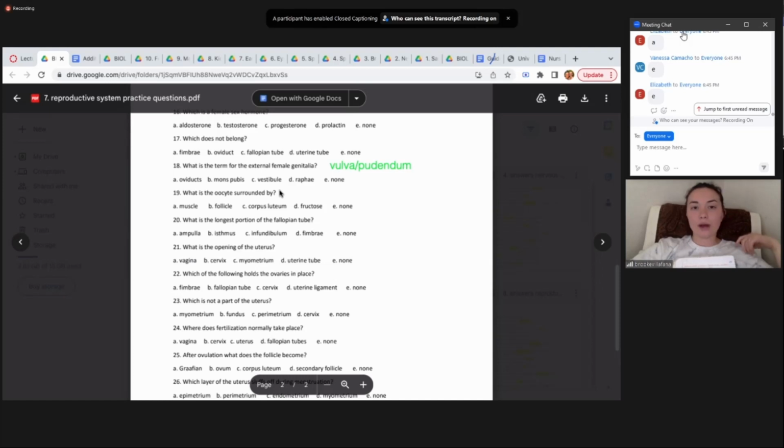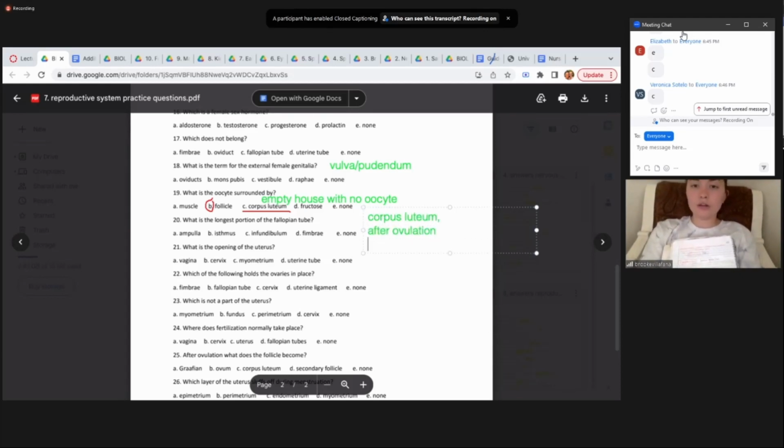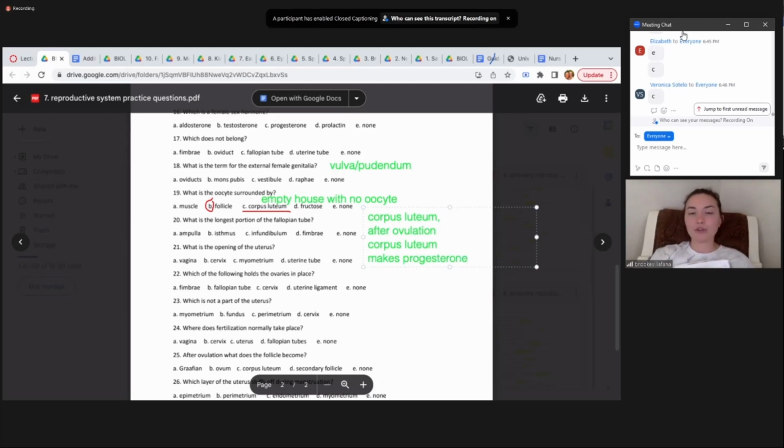19. What is the oocyte surrounded by? So remember, it's surrounded by the follicle. The corpus luteum is the empty house with no oocyte. So the corpus luteum is the empty follicle. It has no oocyte. Corpus luteum is after ovulation. Corpus luteum makes progesterone, and that basically sustains the uterine lining, but that's after the egg leaves. So the oocyte is always surrounded by a follicle.